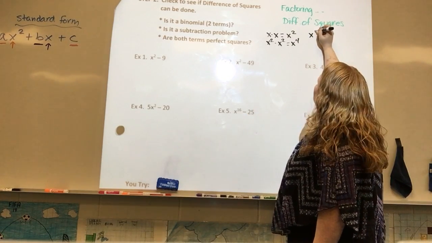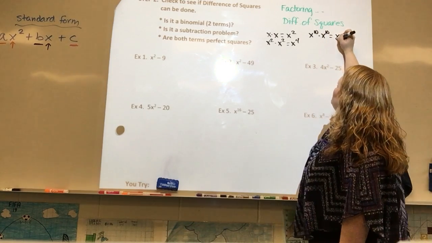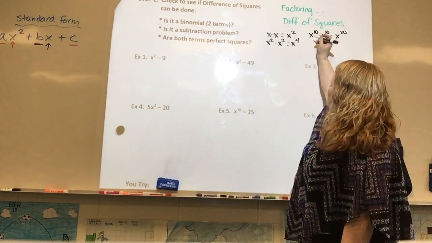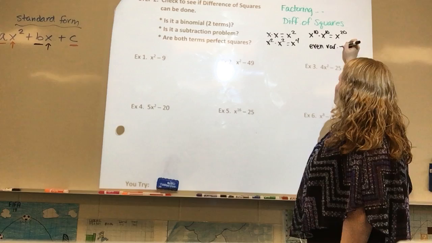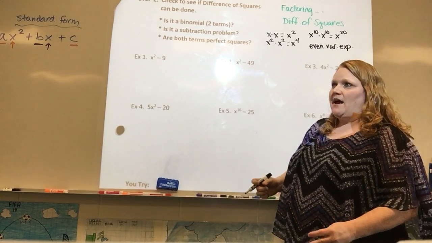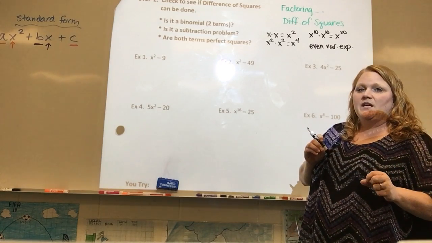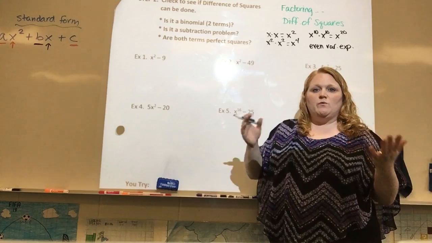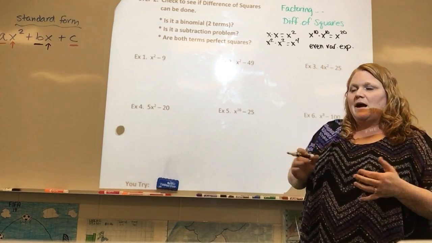X to the 10 times x to the 10 would be x to the 20. So x to the 20 is a perfect square. So basically, even variable exponents. All right, they're all perfect squares, and you would just divide them by 2 to figure out what their perfect square was, because when you are multiplying with exponents, you really add them together. So if you just divide by 2, then you'll get the right exponent.